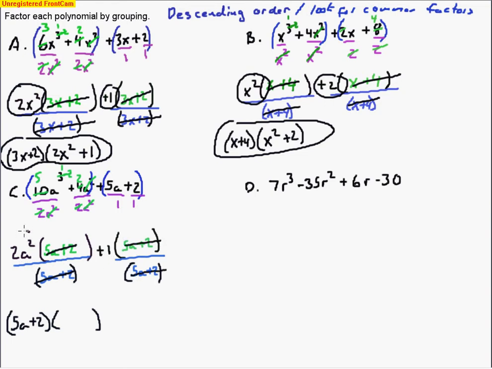Here we have just a 2a squared. Over here we have a positive 1, and that's it. It's as far as we take it right there, and that's the answer. Well, one more problem to practice, and then we'll move on to another little more difficult concept. And here again, we always look for descending order and look for common factors.